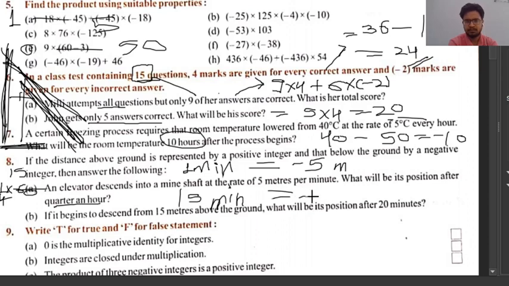See, minus 5 multiplied by 15, because your distance will increase. How much will your distance increase in negative form? 15 times 5 is 75. 75 meters. Okay, here your answer is 75 meters. You go in this direction.